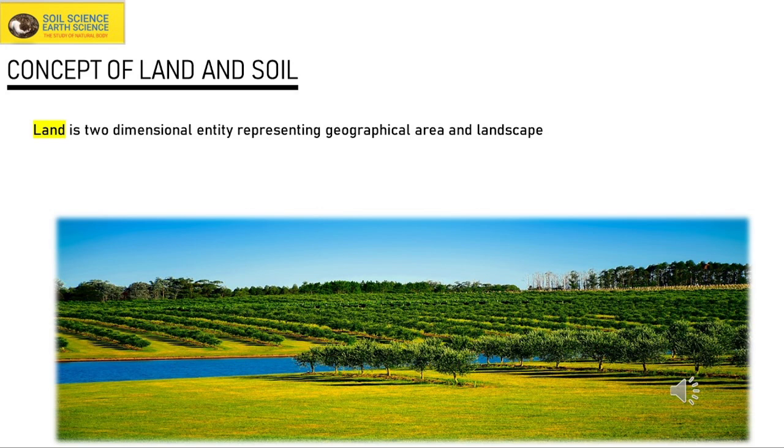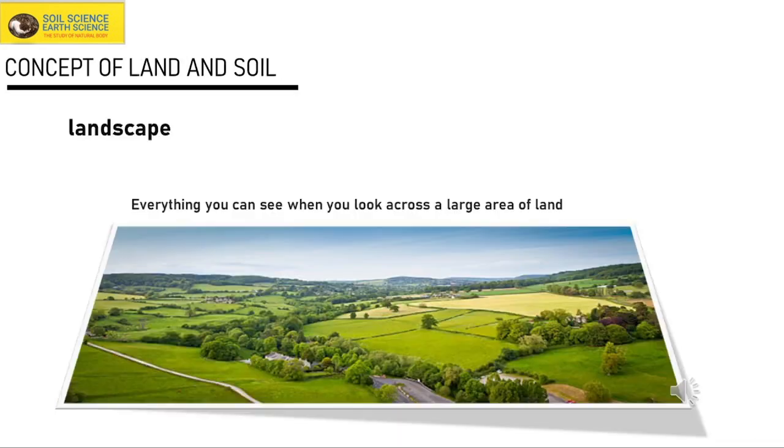Land is a two-dimensional entity representing the geographical area and landscape. So what is landscape? Landscape is everything you can see when you look across a large area of land.